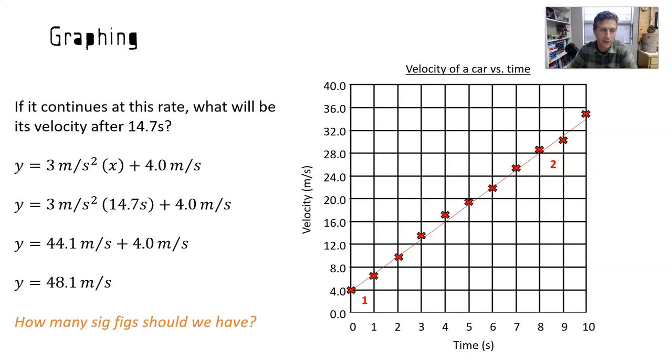However, sig figs. How many sig figs should we have? Well, we only had 1 here, so our answer can only have 1. So what does that look like? 48.1 to 1 sig fig? Well, that is 50. Okay? That's the level of precision we can be confident about. Okay, 50. So that 0 is not significant. The 5 is. The 0 is just a placeholder. And so that's our final answer. Okay, so the velocity after 14.7 seconds is around 50 meters per second.